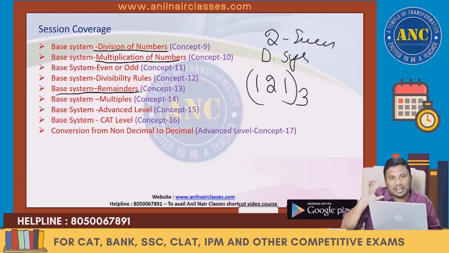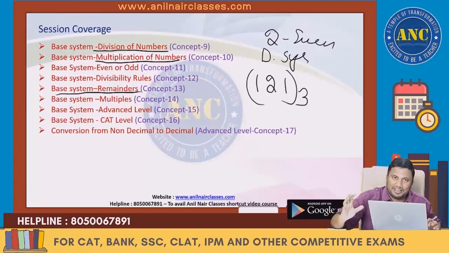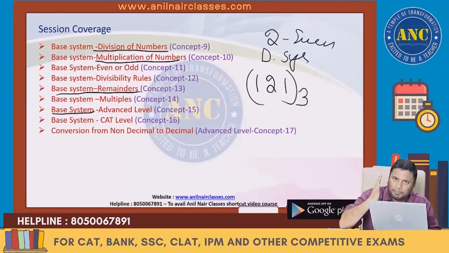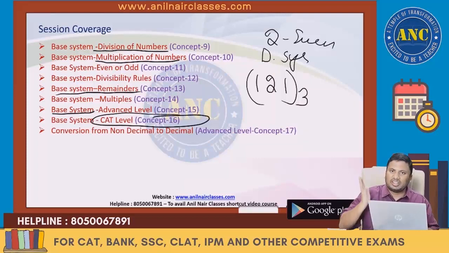How to check whether a number, suppose if 48 is there, 48, how to check whether it is divisible by 12? You will check whether it is divisible by 3 and 4. How to do it in a non-decimal system? How to find out a few advanced level problems in a base system? And the last step in any particular topic which I touch is the CAT level questions. The last step is the CAT level questions.